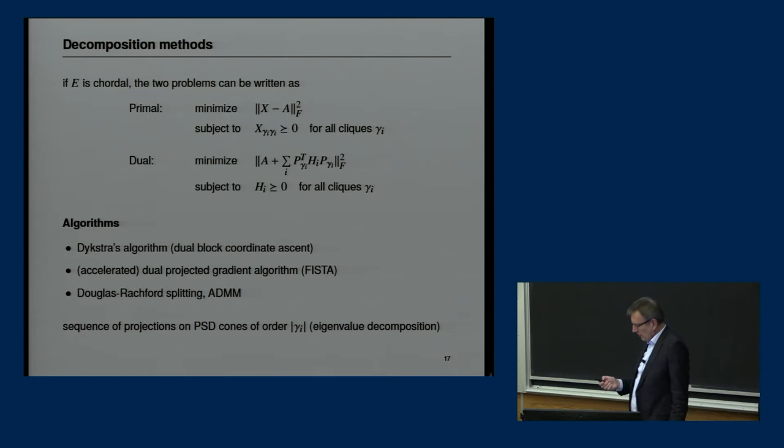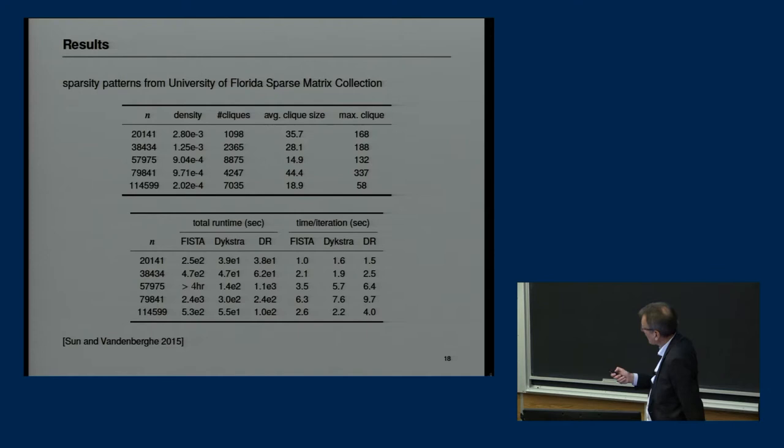And these are some numerical results. N is the size of the matrix. The first table gives you some statistics of the sparsity patterns. The size is important, but also the density, the number of cliques, and the size of the cliques. That means that to solve one of these projection problems, we can just project on smaller, dense positive semidefinite matrix cones of the size given by this. So there are small, dense eigenvalue decompositions, as opposed to an eigenvalue decomposition of this dimension.